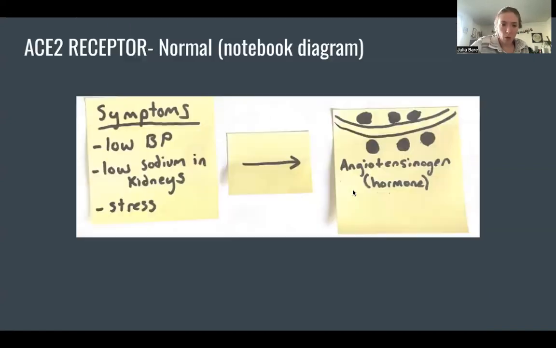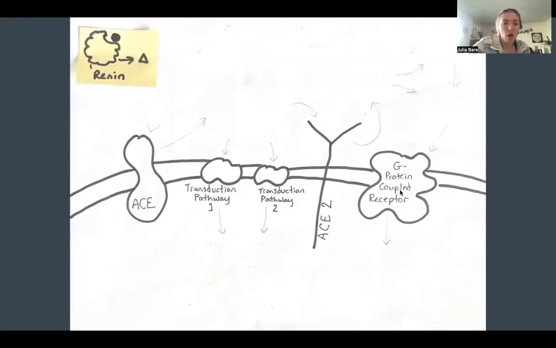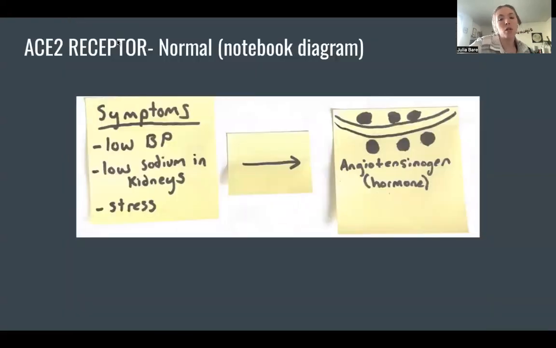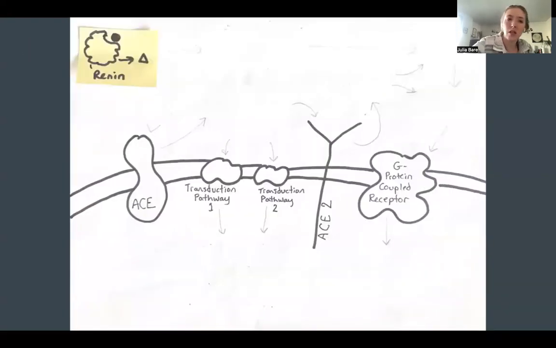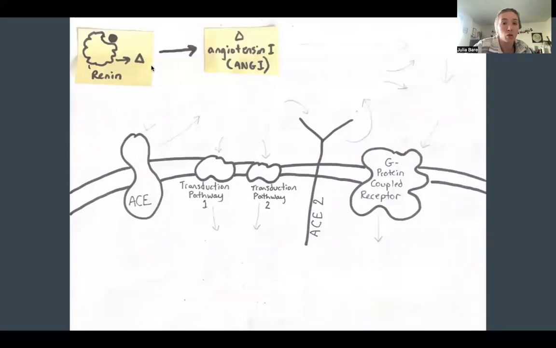Now, if we go back, we are looking at normal ACE2 reception. We have angiotensinogen being produced because of low blood pressure or stress or low sodium. That's what this black molecule here is going to represent. Angiotensinogen is going to be taken by the enzyme renin, and renin is going to convert it into a new structure called angiotensin 1. Again, this is a great example of scientists naming things very confusingly, but it's because they're very closely related structures.